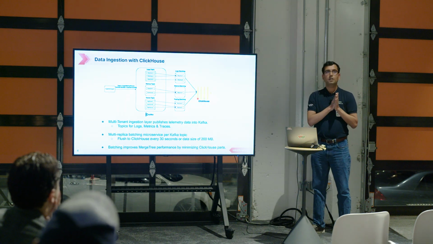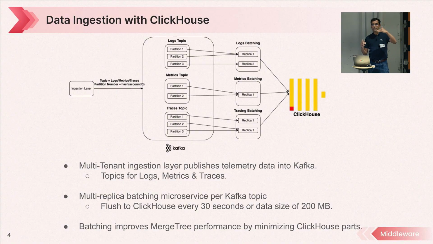On the ingestion layer, all your telemetry data is being streamed in. In the ingestion layer, we have a collection of microservices, one for logs, one for metrics, one for traces, and one for continuous profiling. Imagine the ingestion layer box on the left is a collection of microservices, and your telemetry data is being streamed into that layer. Depending on your data type, be it logs, metrics, or traces, one of the services picks up the data and hashes based on the account ID.